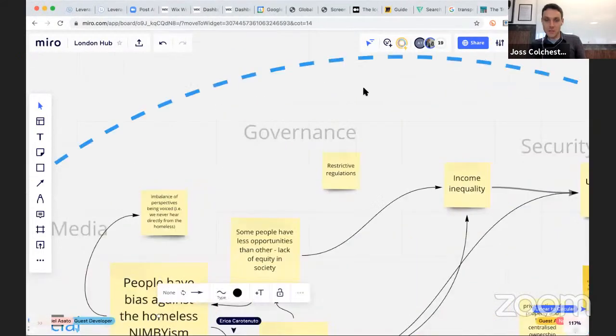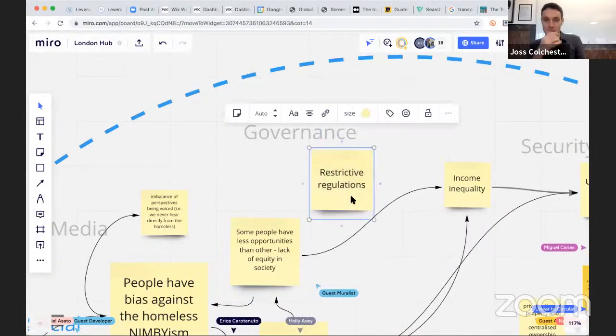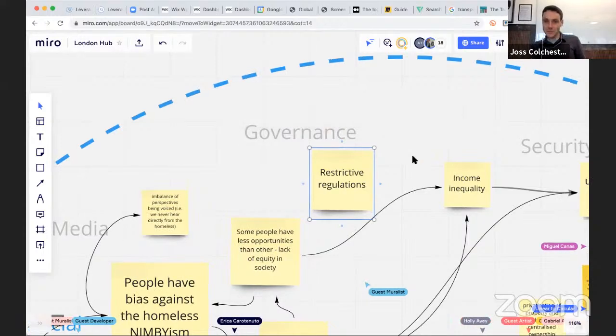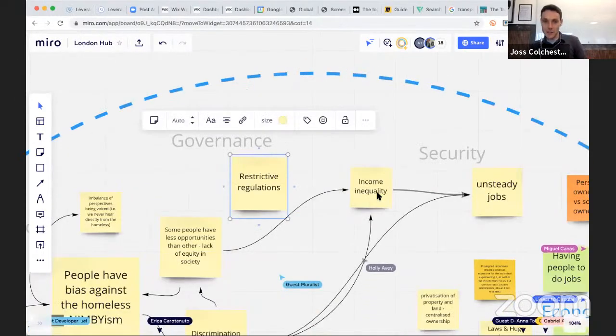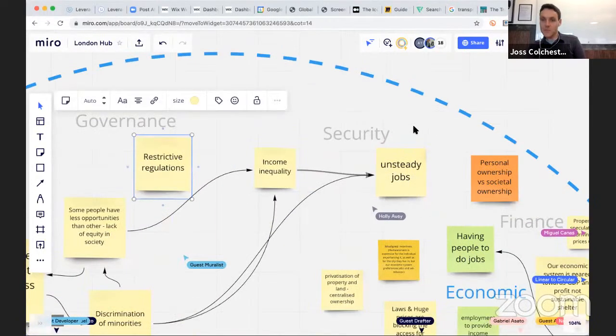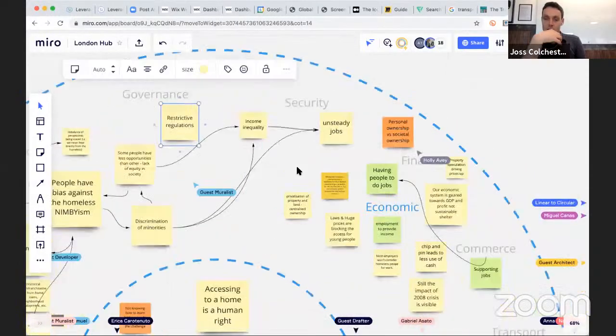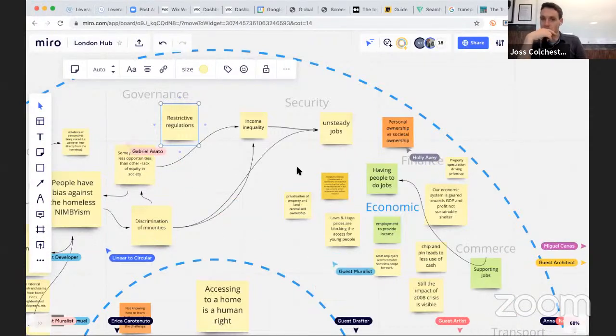Governance, we don't have much up here. I just put in regulation, which is obviously going to affect this. There's a lot of housing regulation. It can be restrictive or it can be enabling. Income inequality, unsteady jobs. Anybody want to comment on what we have here? How did you find this?